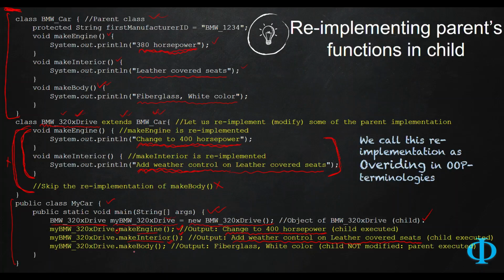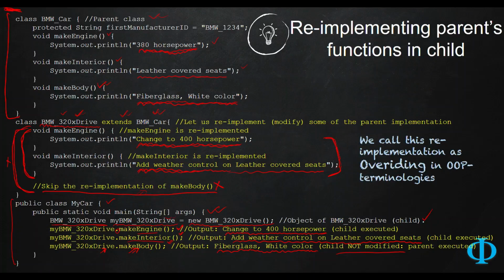But the third function, which is make body, for which we have skipped the re-implementation, we did not re-implement it in the child, it will still get the parent's behavior, I mean the parent's default implementation, which is nothing but fiberglass and white color. So here, although I am using the child object, since make body is not re-implemented inside the child, it will still get the parent's behavior, the parent's default implementation. Since the child is not modified, the parent is executed.